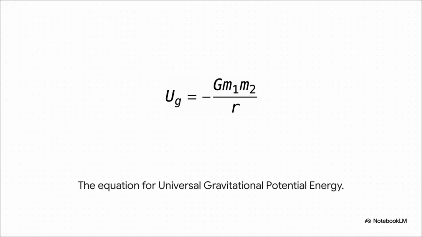And here it is. This is the big one, the formula for universal gravitational potential energy. And right there, front and center, is that minus sign. That's the little guy we're going to zero in on today. It might seem like a tiny detail, but trust me, it's the key to understanding gravity's incredible grip on everything.